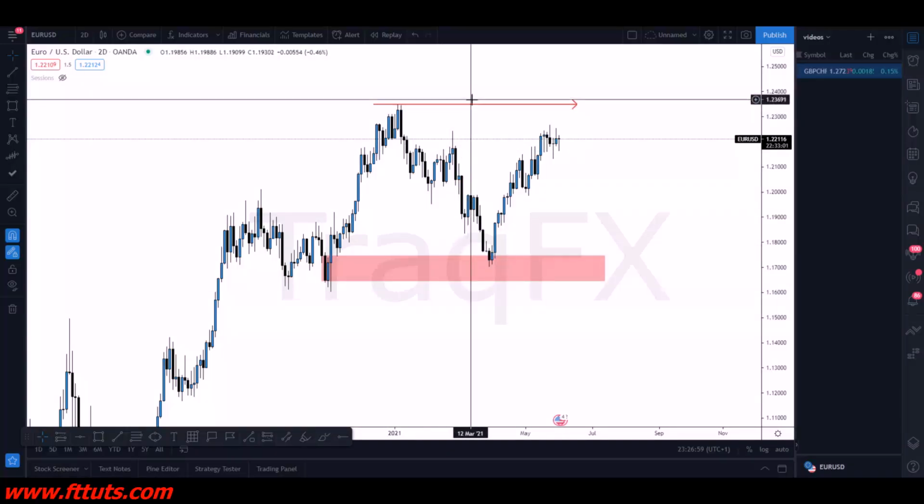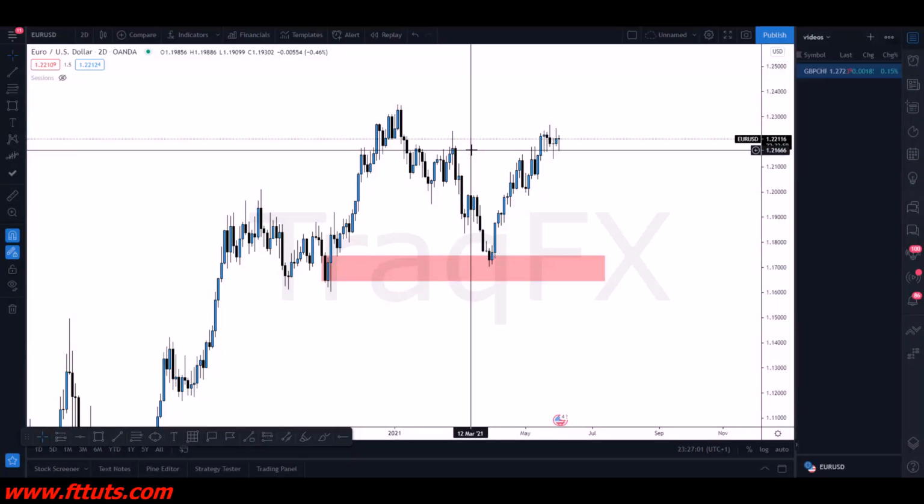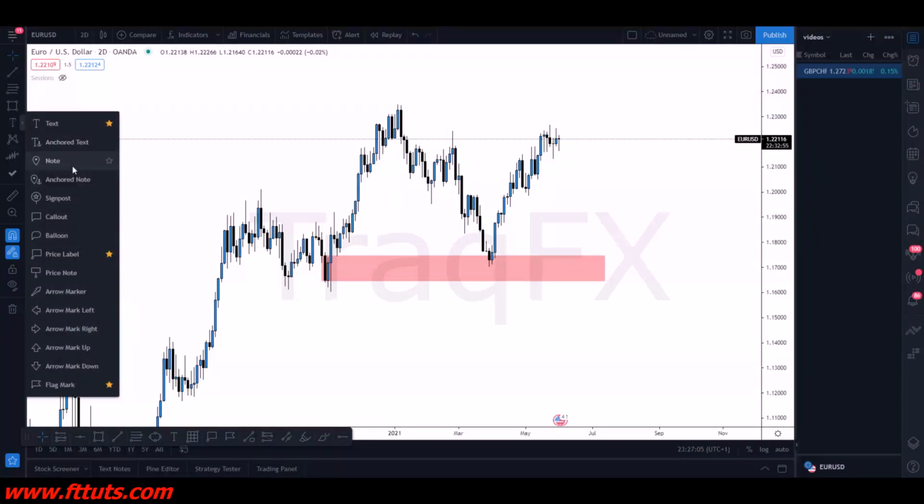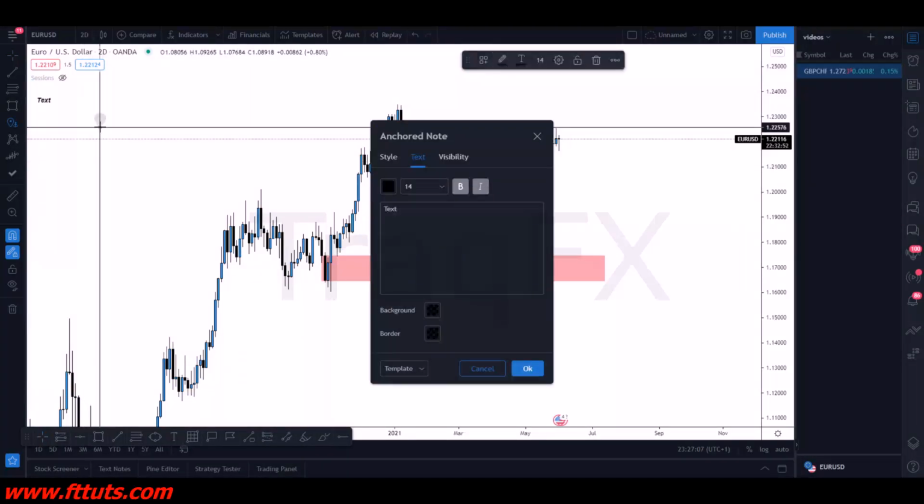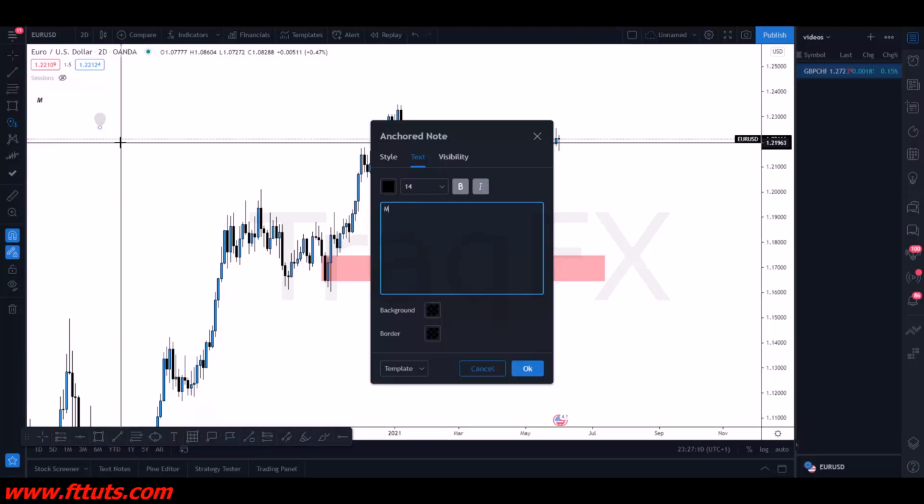Now, macro structure wise, I want everyone to write down on a piece of paper what your trend is. So let's go to anchored note. So macro equals bullish, right?